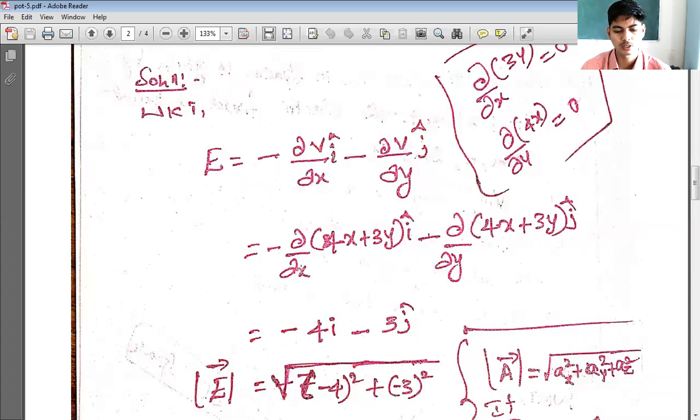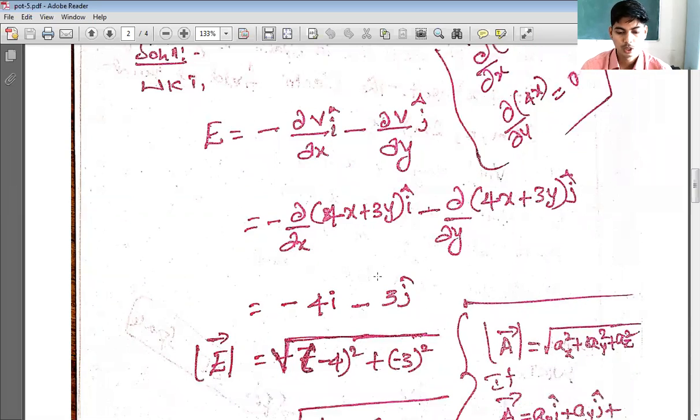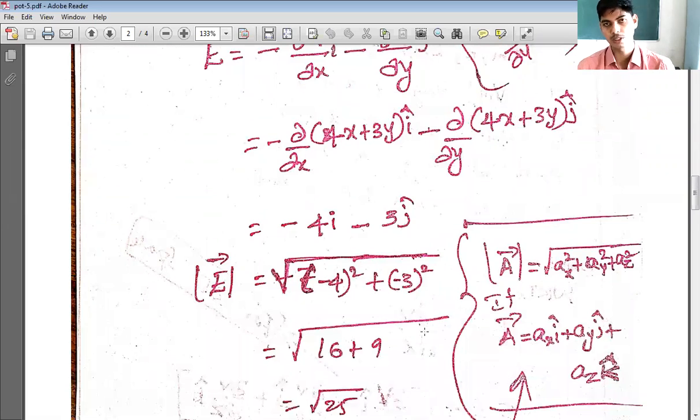Differentiation of 4x with respect to x is 4, with this minus sign, minus 4 i cap. Differentiation of 3y with respect to x will be 0. Minus differentiation of 4x with respect to y will be 0. Minus into plus is minus. Differentiation of 3y with respect to y will be 3 into j cap, minus 3 j cap. This is electric field.